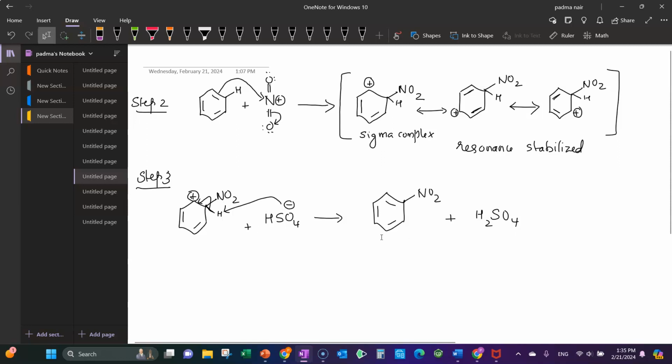So in this manner, you can continue doing the mechanisms for the rest of the reactions. In a separate video, I'm going to talk about sulfonation, Friedel-Crafts alkylation, and Friedel-Crafts acylation.